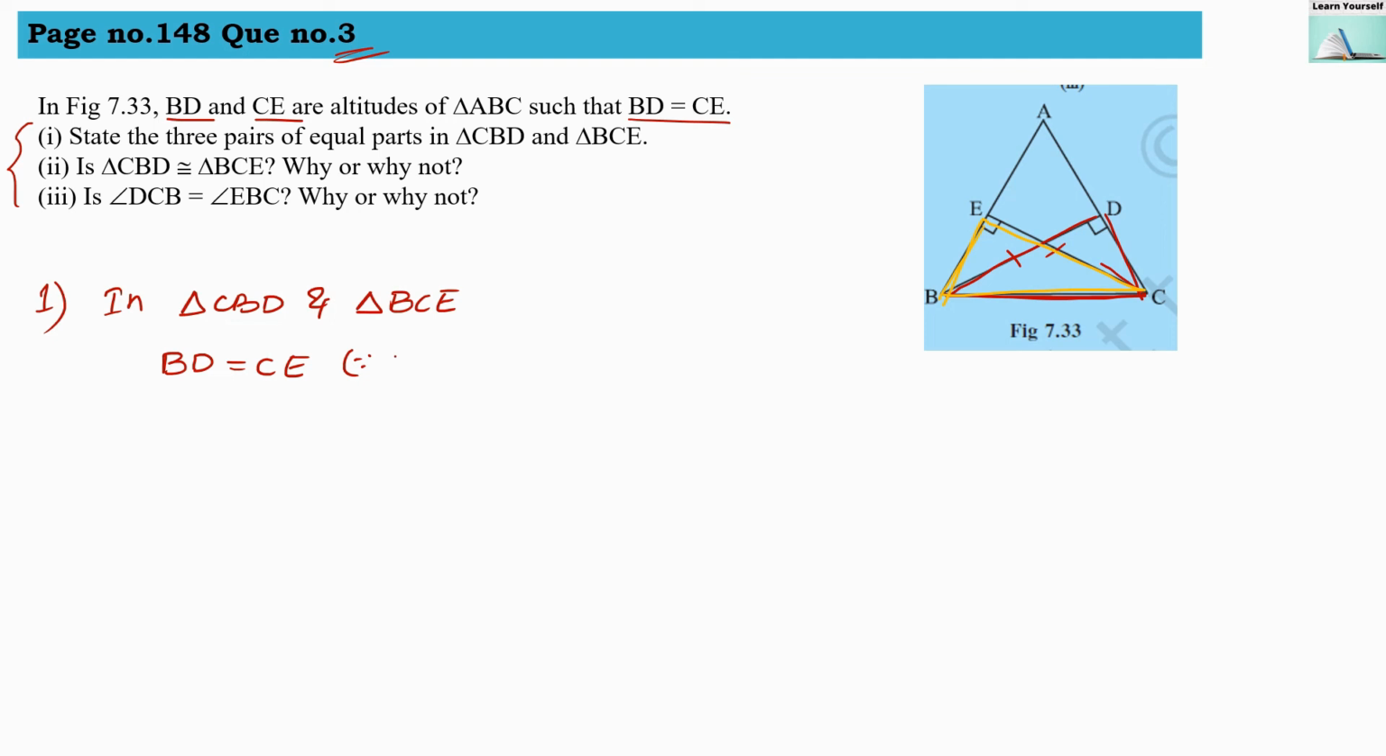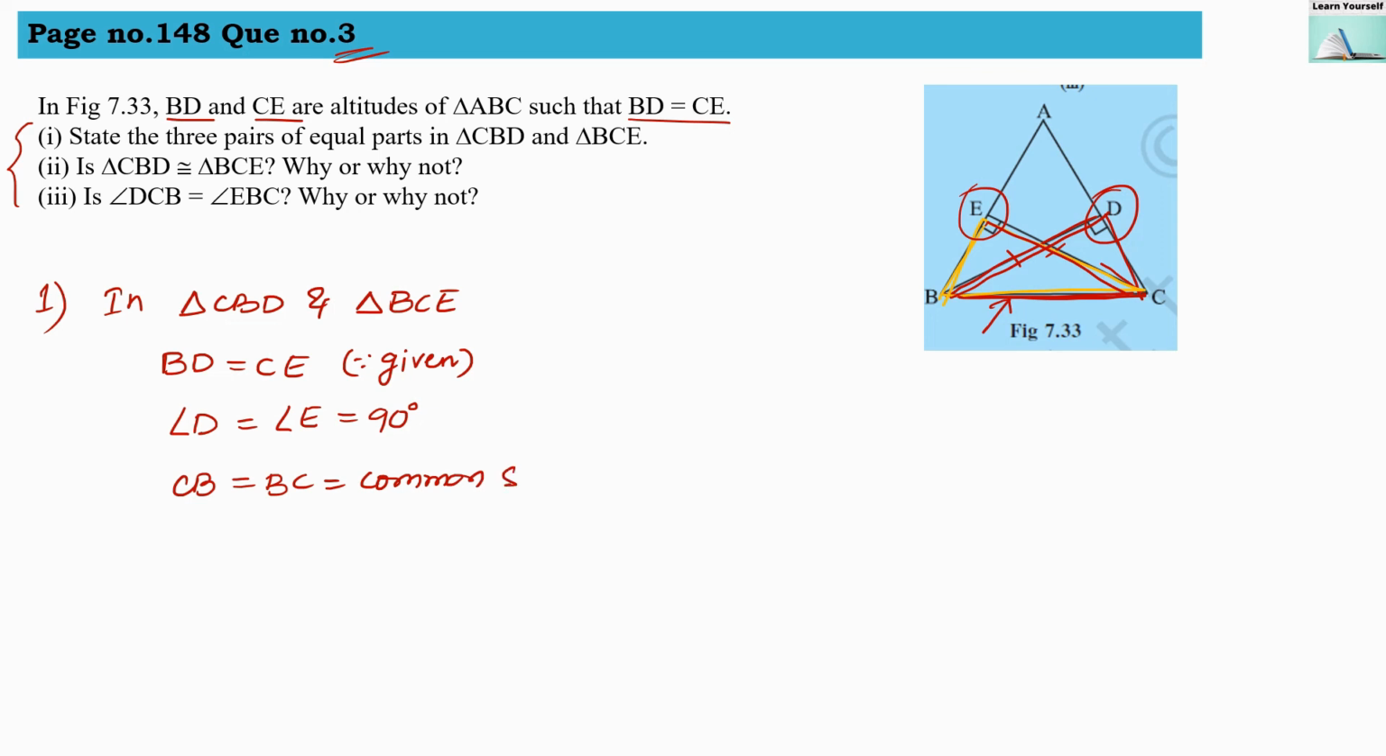And that is given in the question, that this line and this line are equal. Now D is a right angle and E is a right angle. So angle D equals angle E as they both are 90 degrees. Now one more line here is common, that is CB. CB equals BC as it is a common side in both of these triangles. So yes, 3 parts are equal: this is a hypotenuse, this is a right angle and this is one of the sides.